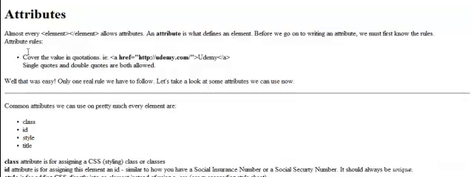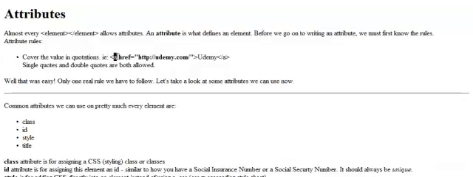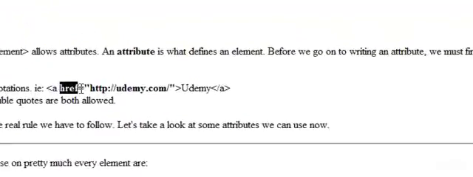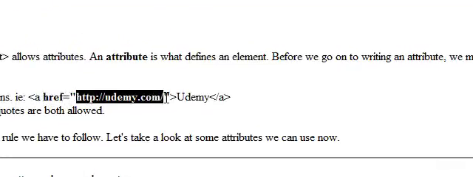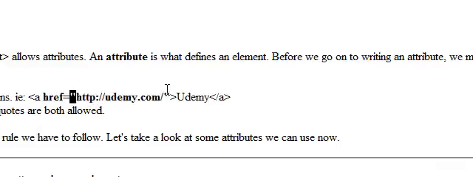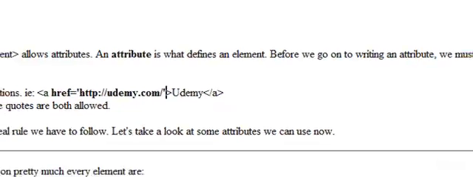So here are the rules. You have to cover the value in quotations. For example, you have an A, so your link tag, your href, this would be your attribute, and this would be the value. You absolutely have to have the value in quotations. It can be double or single quotes. It doesn't matter which one you choose, but you have to stay consistent. What I mean by staying consistent is if you open with a double quotation, you must end with a double quotation. If you open with a single quote, then you have to close with a single quote.